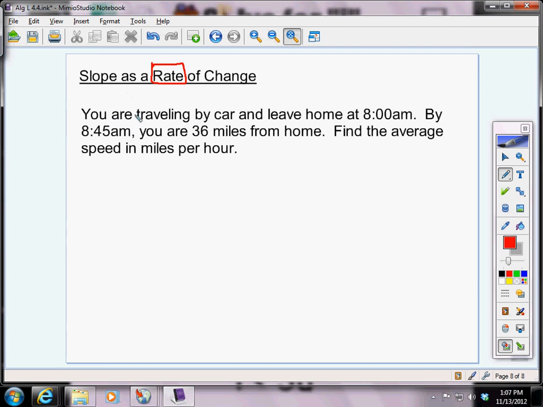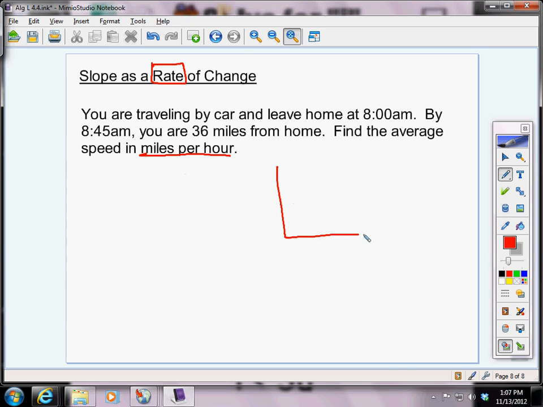If you look at this example, it says you are traveling by car and leave home at 8 a.m. By 8:45 a.m., you are 36 miles from home. Find the average speed in miles per hour. Look at that, there's our rate. Nowhere in here does it say slope, but we know when we're talking about our rate of miles per hour, that's going to be our slope.